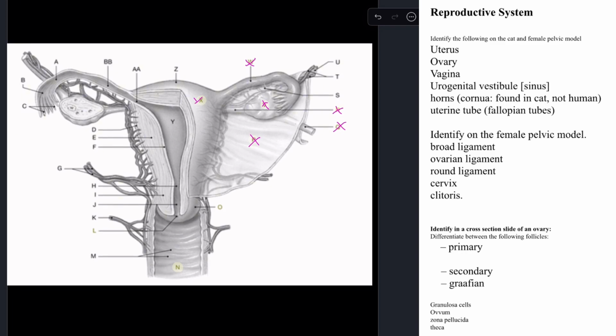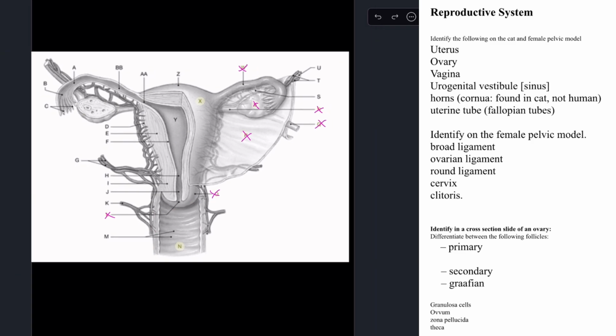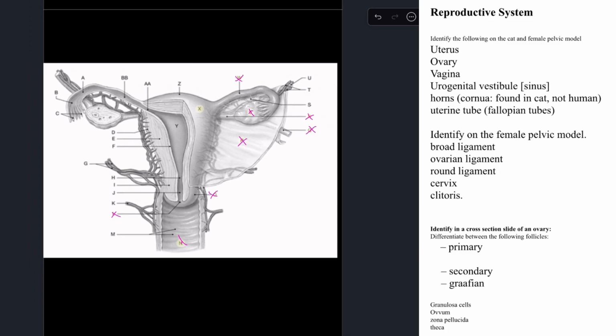Now going over X, and this one here, that right there is the uterus. So it's the whole thing with that. That right there is the whole uterus. The cervix is both O and L, so it's just this thing right here. That right there is the cervix. And then the vagina is this structure right here. Okay, that should be it with the human diagram.